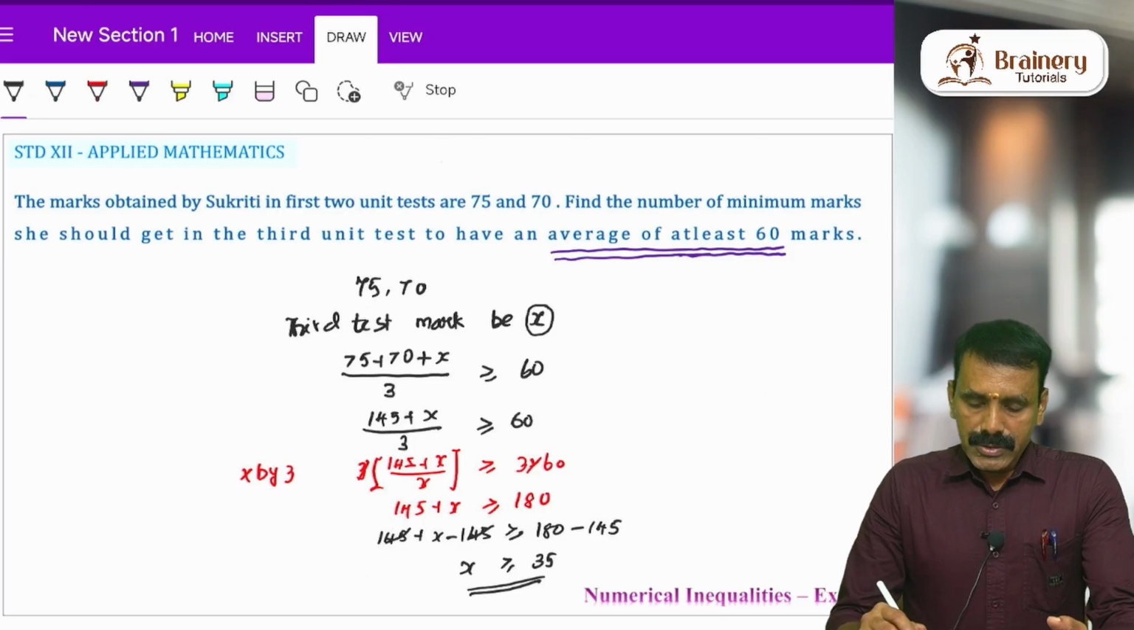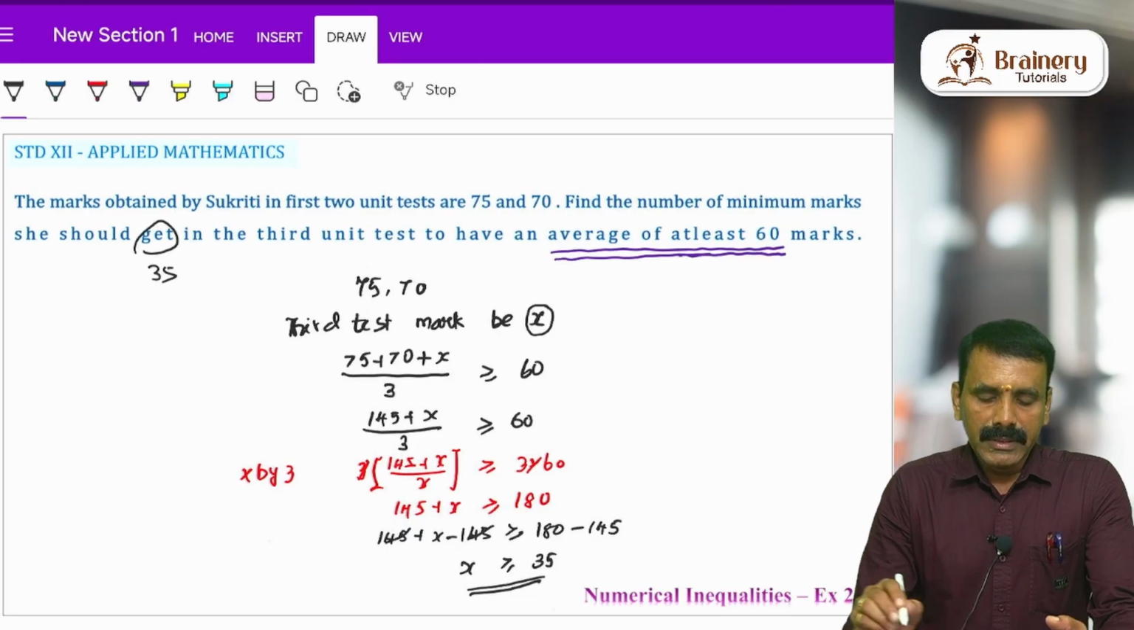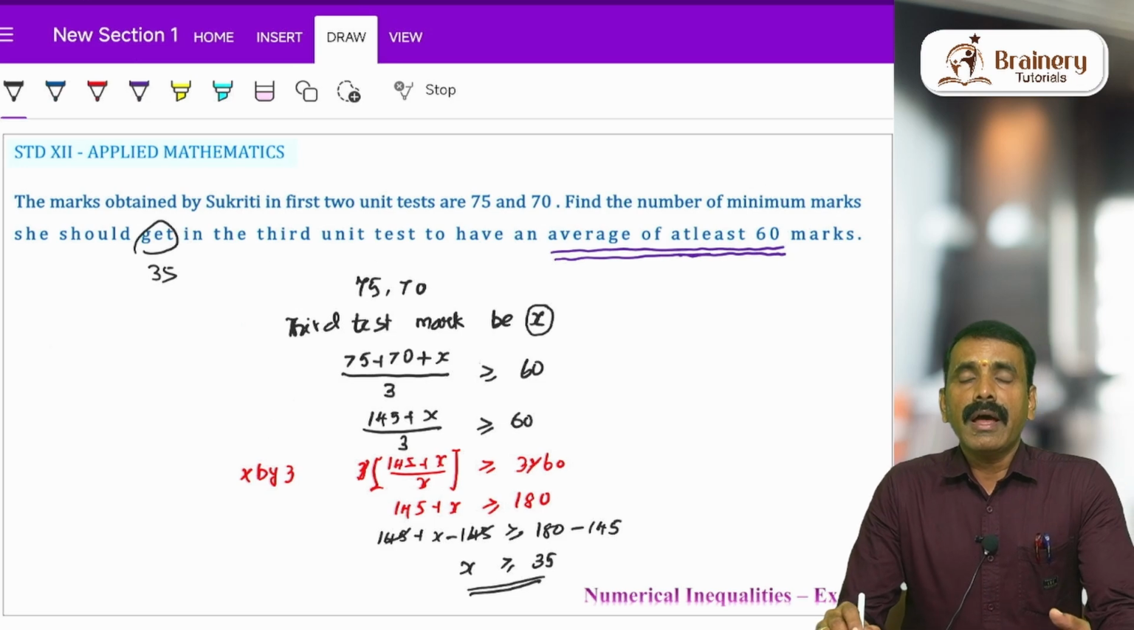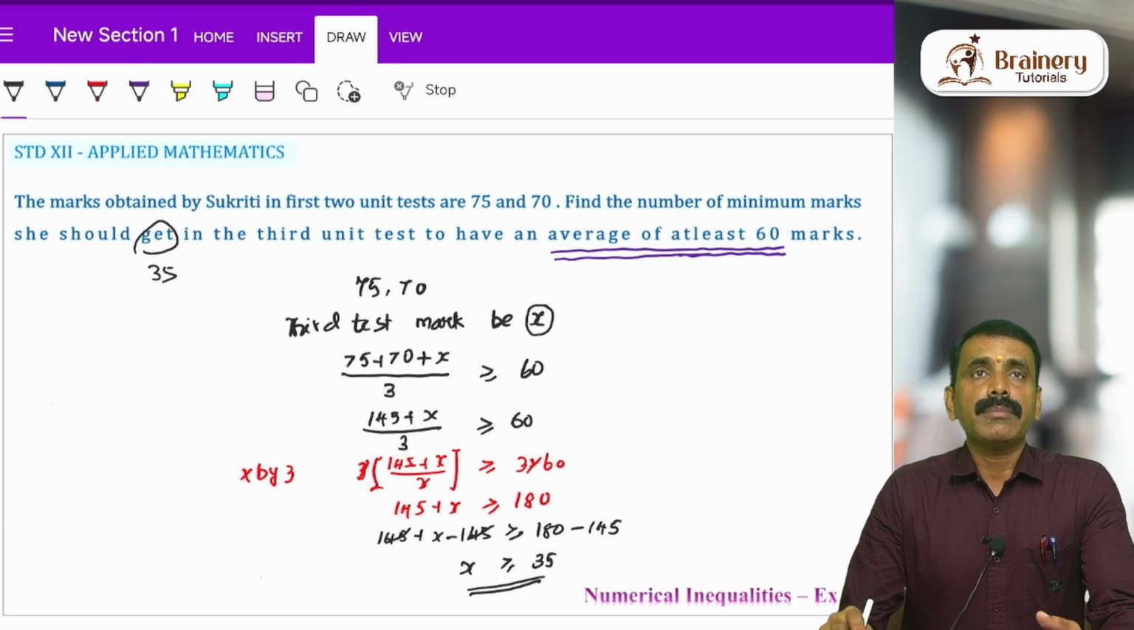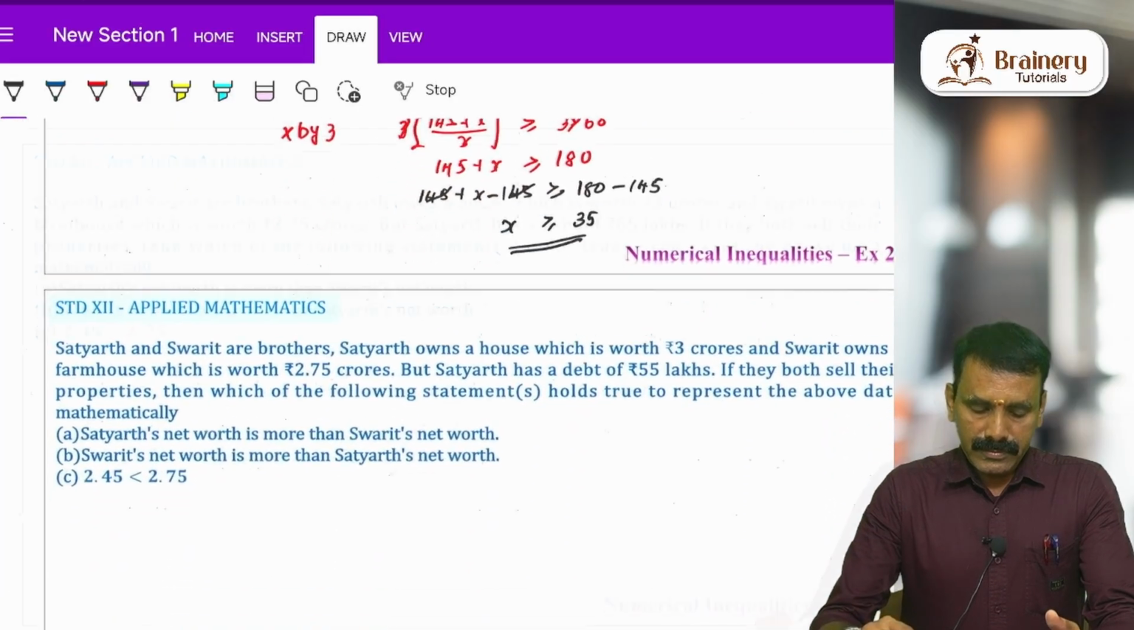So she has to get 35 marks minimum in the third unit test to have an average of at least 60 marks. Is it clear, students? We move on to the next question.